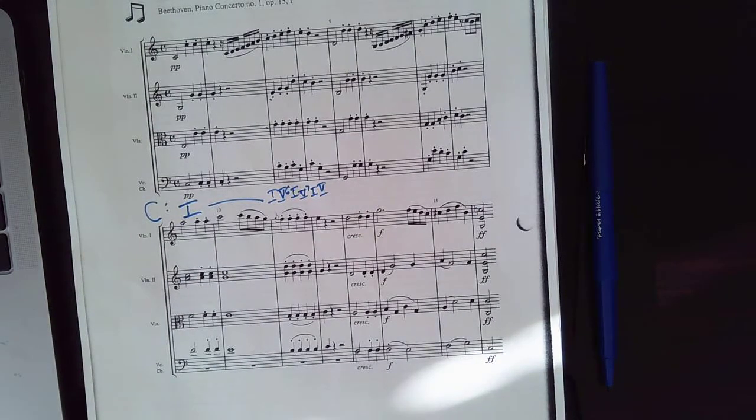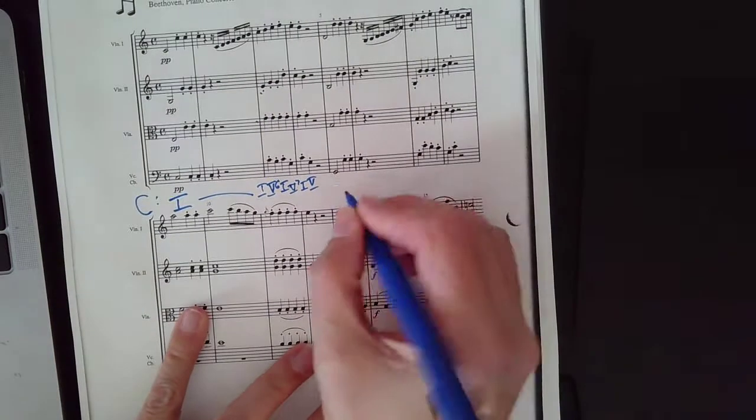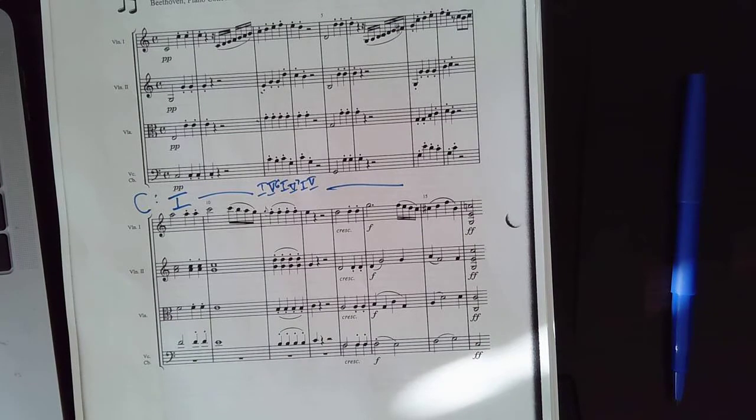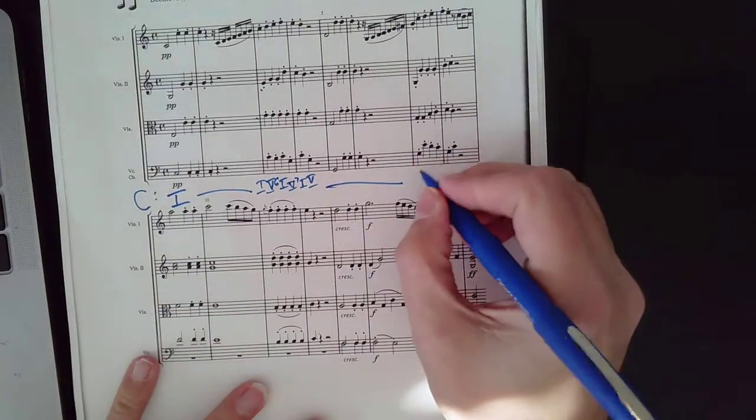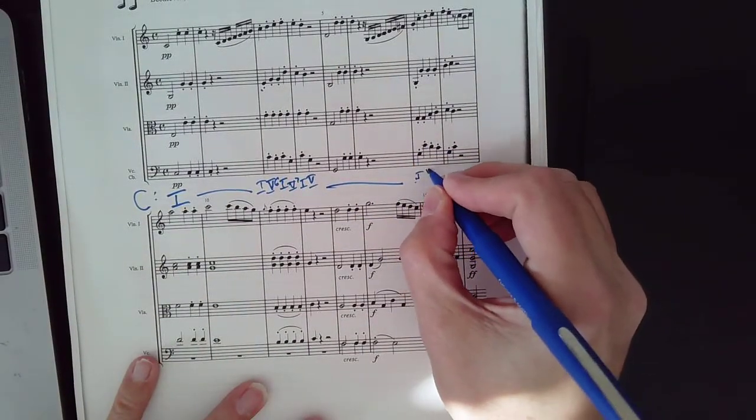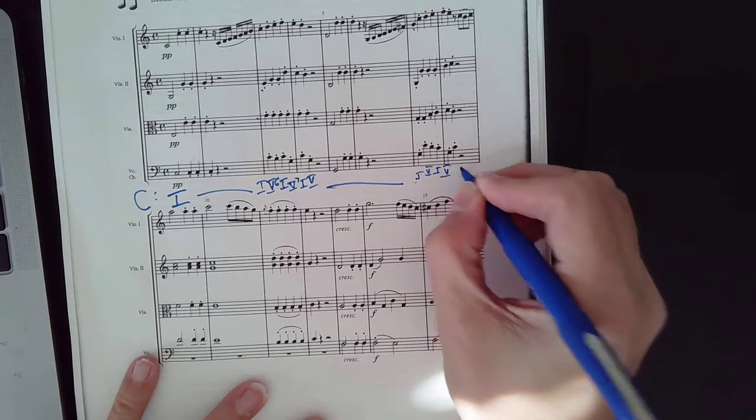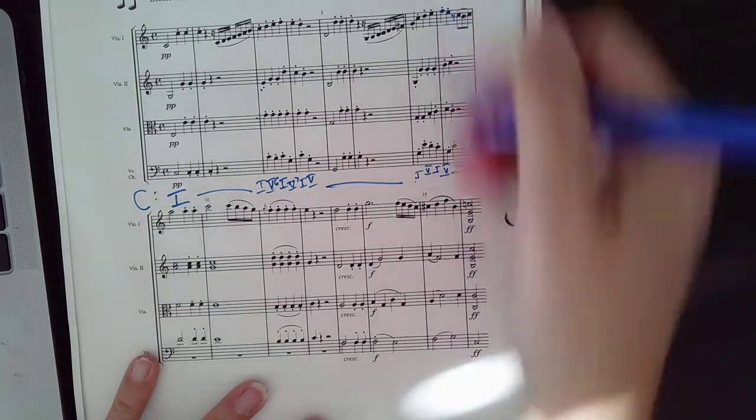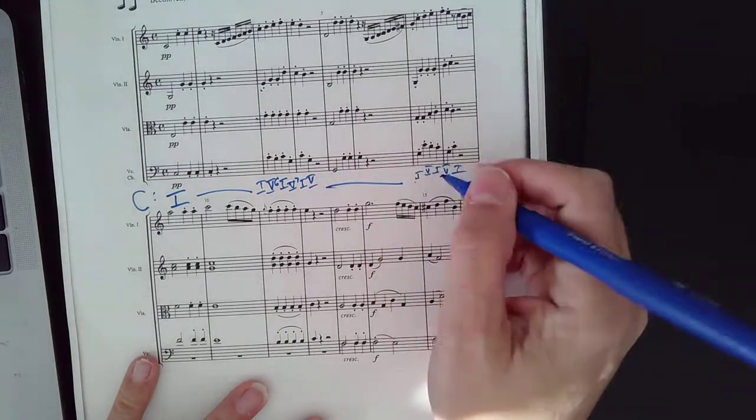We have the beginning 1, 5, 1, 5, 1, 5. And then the melody starts again on 5. 5 continues. Again, 5, 1, 5, 1, 5, 1. I'm doing that by ear, but I want to go back and just check the details.